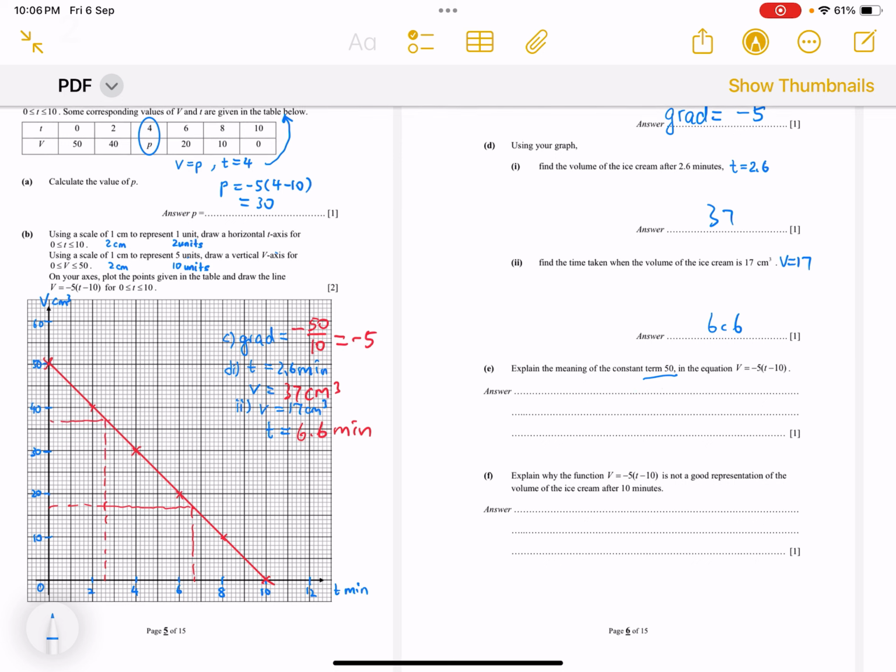Now they say explain the meaning of the term 50. Now 50 happens when t is 0. And what does it mean when t is 0? T is 0 means at the start. So it means at the start, the volume is 50 cm cube.